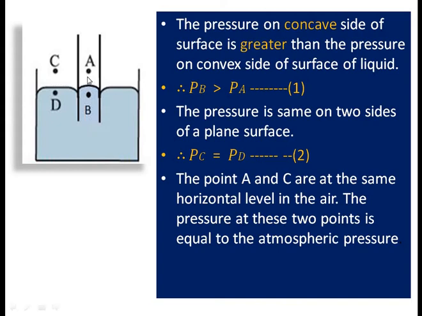A आणि C पॉइंट जवळच्या प्रेशरला आपण atmospheric pressure म्हणू शकतो. Therefore we can write PA is equal to PC is equal to atmospheric pressure. This is the equation number 3. Equations 1, 2 and 3 are there.